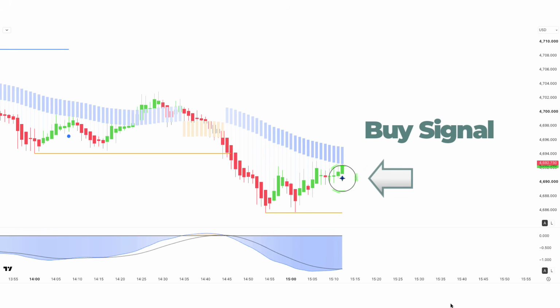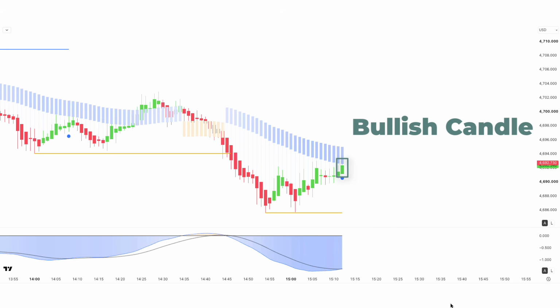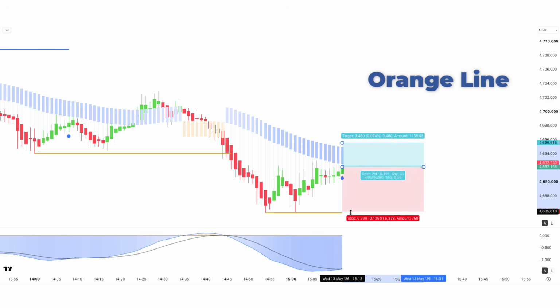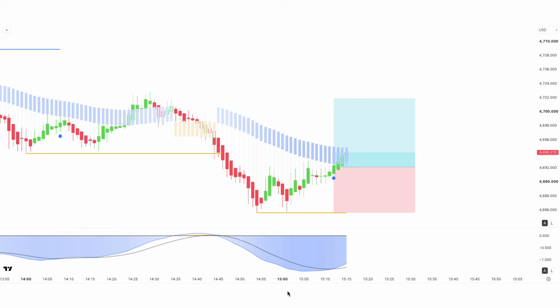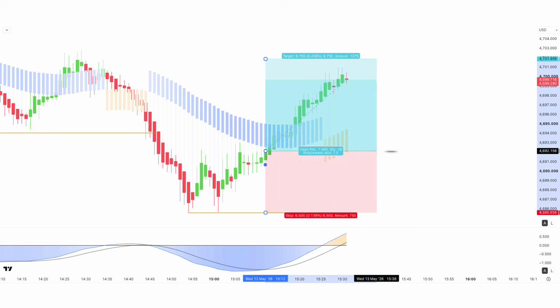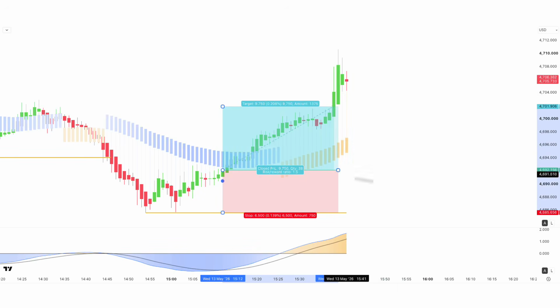When the Nadaraya-Watson regression label up appears, this is a buy signal. The liquidity sweeps indicator should show the blue area. The market forms a bullish candle. If these conditions are fulfilled, then we will place a buy order. Our stop loss is to be placed at the orange line, and the risk to reward ratio will be 1:1.5. The market has completely hit the target.